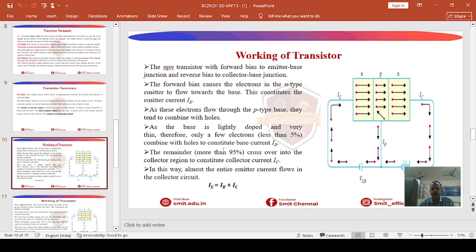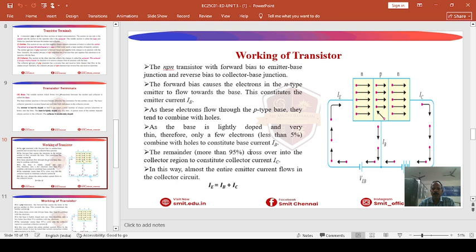Generally the transistor works with the emitter-base junction forward biased, whereas the collector-base junction is reverse biased. As I already told you, there are two important applications depending on the region of operation. Either the transistor can act as an amplifier if it is operated in the active region, or it can act as a switch if it is operated in the cutoff or saturation region, skipping the active region.